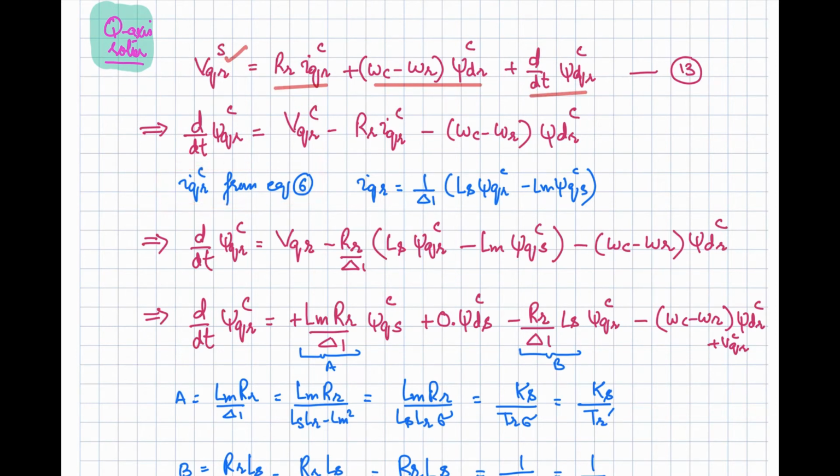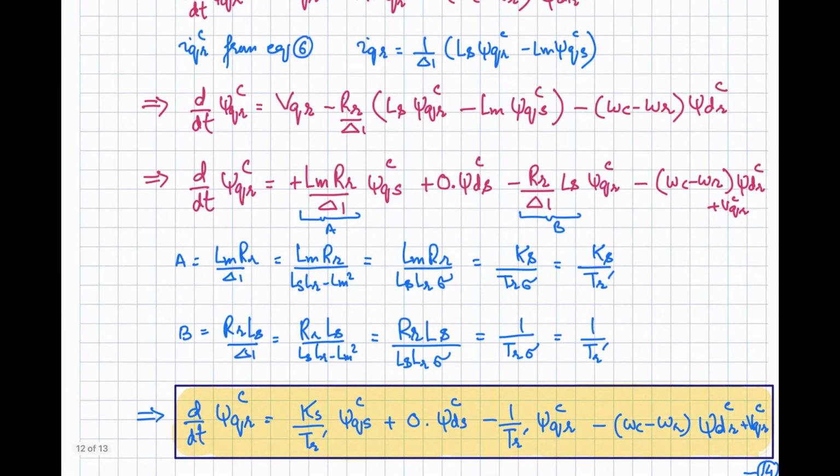which we have already defined above, so iqr is given by this one in terms of the flux linkages. So taking this value of the iqr over here in terms of the flux linkages and expanding this equation, we can write it like this. And then again, let's consider it A and B, and we can write it in terms of the definitions those we have defined above, in terms of the stator time constant and the stator coupling constant and the leakage coefficient.